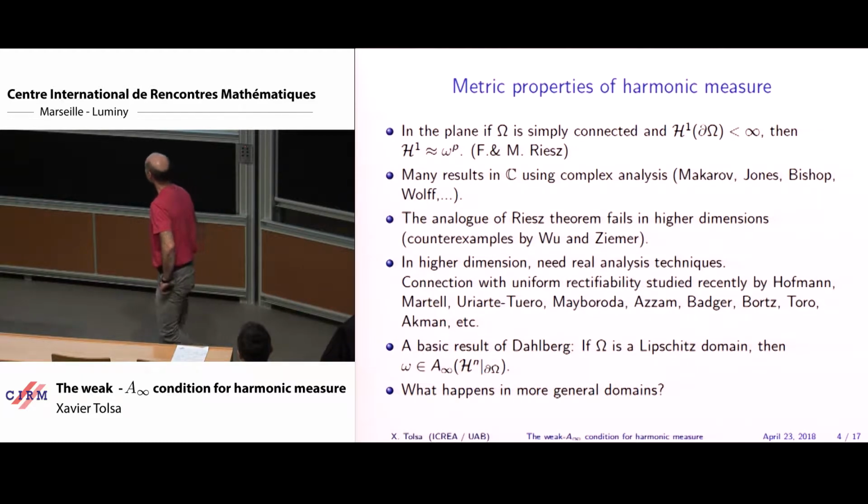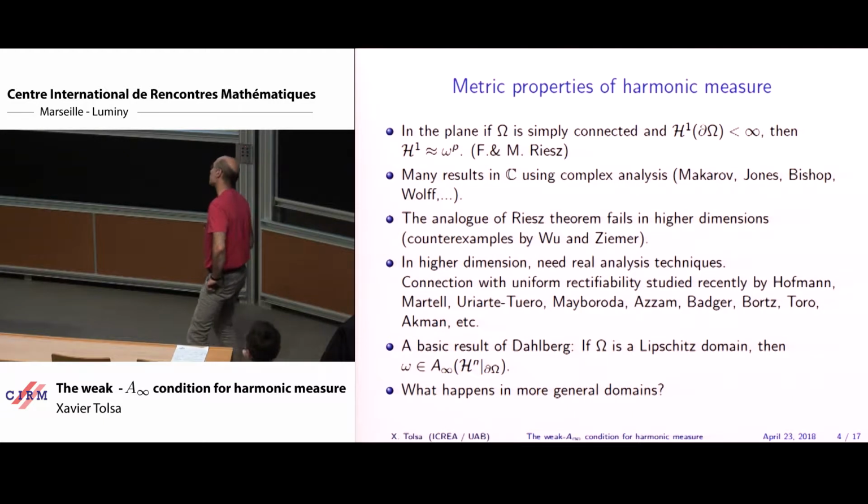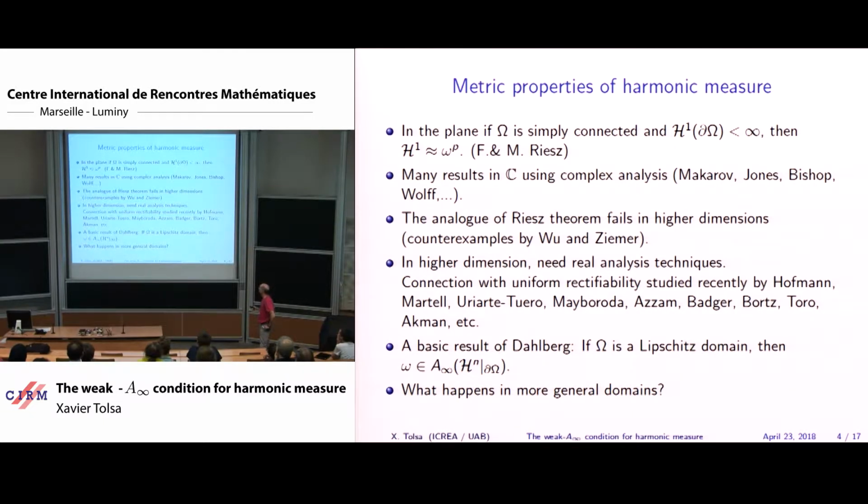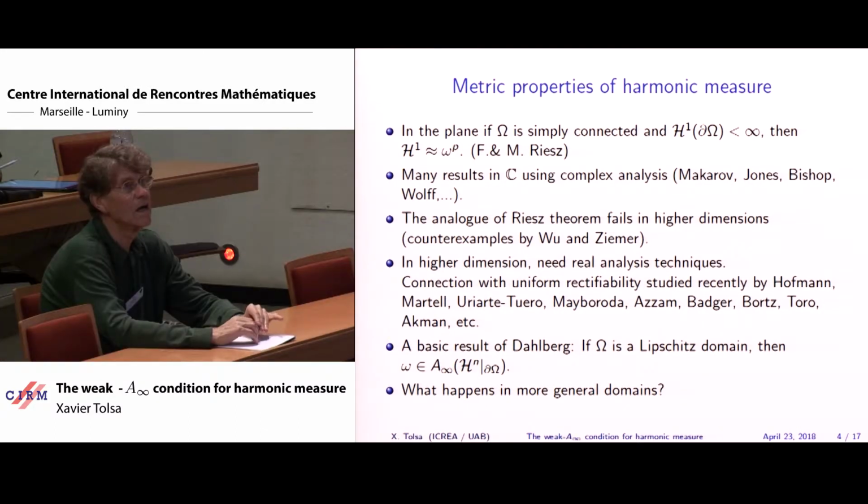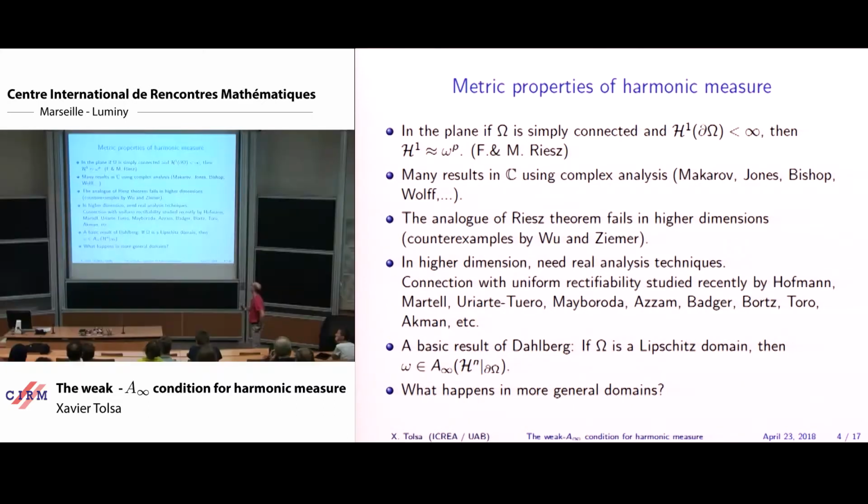And in the complex plane there are many classical results. Many of them were proved in the 80s of the last century by people like Makarov, Jones, Bishop, Wolff, etc. For instance, in the complex plane, Jones and Wolff showed that the dimension of harmonic measure is at most 1.